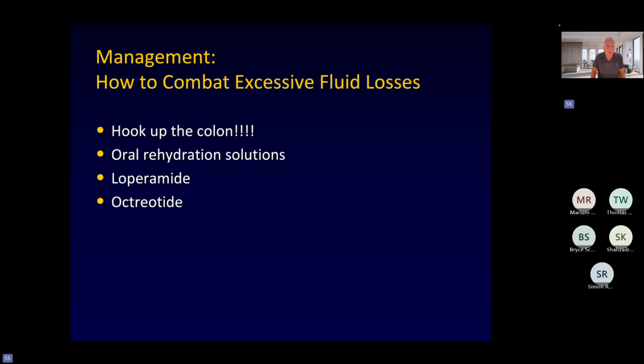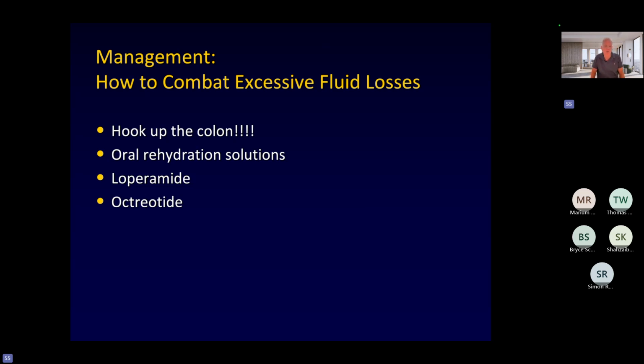So first and foremost, how do we combat excessive fluid losses? Remember, the colon is the most efficient fluid absorber. Therefore, the first thing we always ask the surgeons when we go to the NICU and find out that a patient has an ileostomy and a colostomy is to hook up the colon. Because if you can have fluid entering the colon and the colon is normal and functioning, you have a highly efficient water absorber. Of course, we can use oral rehydration solutions.